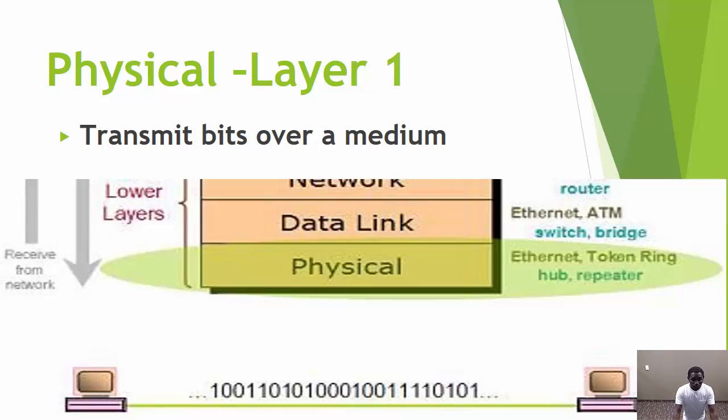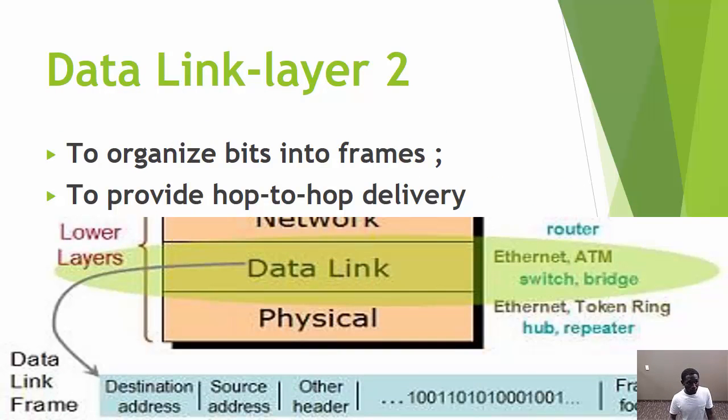At the bottom of this slide, I have a picture of 2 computers communicating. You see zeros and ones. Those are the bits. That is the language which computers use to communicate with each other. Now I will be talking about the second layer, which is data link.